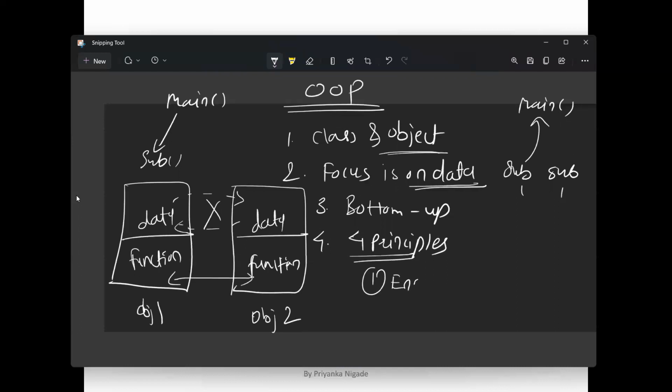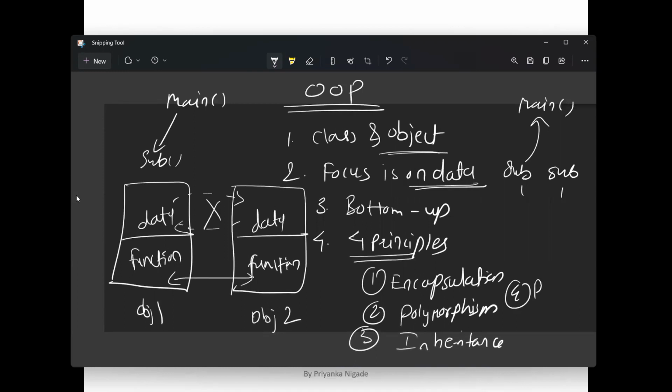Okay, we have encapsulation. Second principle, polymorphism, and this is a very common topic in any object oriented programming language. Third is inheritance, and the fourth one is data abstraction. These 4 principles will make this particular programming pattern very, very strong. And because of this, we are able to implement any real-time application. We are able to handle complex scenarios using object-oriented programming language.